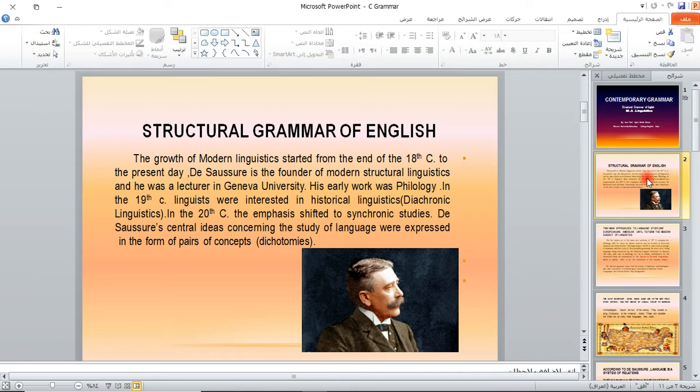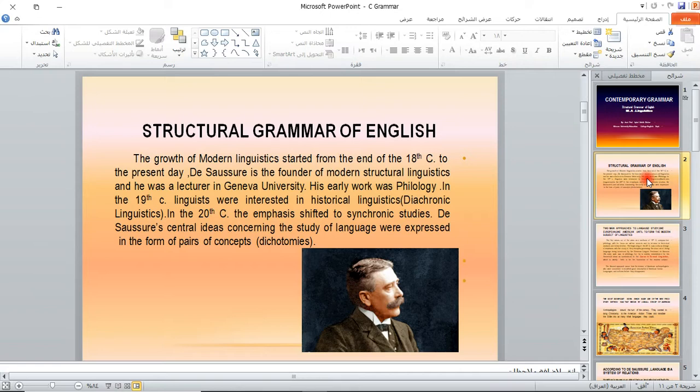Today I would like to talk about structural grammar of English. The growth of modern linguistics started from the end of the 18th century to the present day. De Saussure is the founder of modern structural linguistics, and he was a lecturer at Geneva University. His early work was philology. In the 19th century, linguists were interested in historical linguistics, diachronic studies. In the 20th century, the emphasis shifted to synchronic studies.